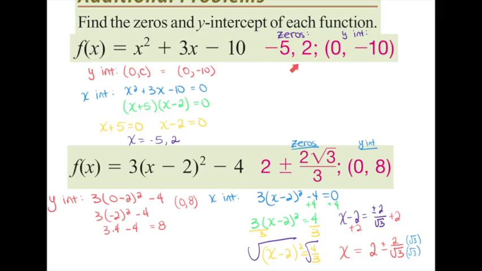You set the function equal to 0. That's where it crosses the x-axis. -5 and +2. Where it crosses the y-axis is (0, -10). All right? For this next one, it is in vertex form.